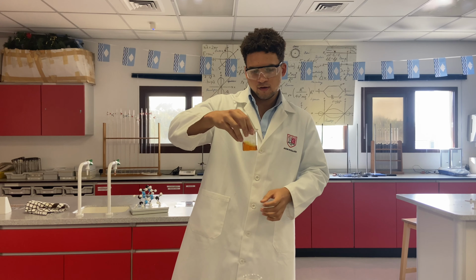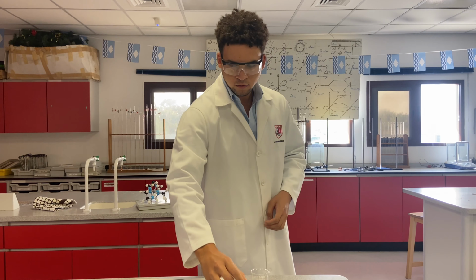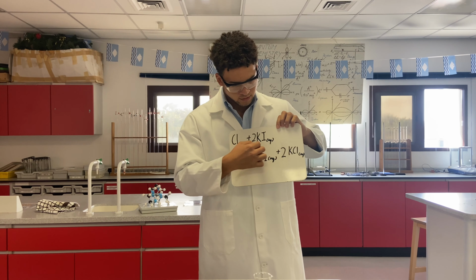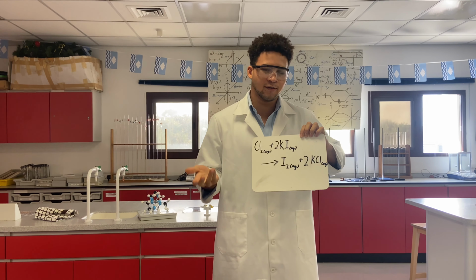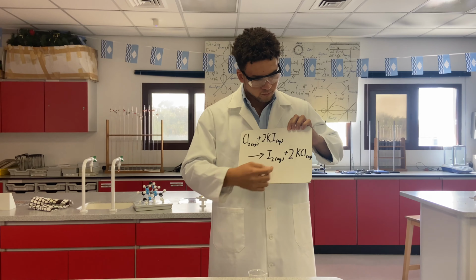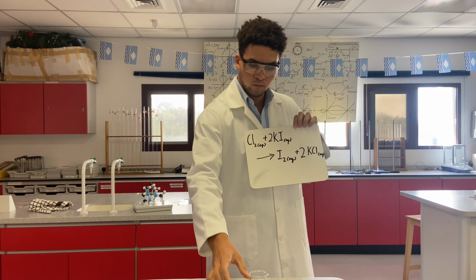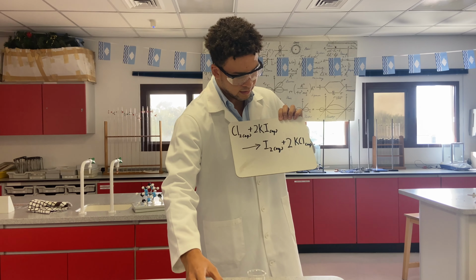As you can see, we get this kind of orangey brown colour. Now, the chlorine is more reactive than the iodine, so it kind of kicks out or displaces, hence the name, the iodine, forming potassium chloride and iodine, which dissolves in water, and that creates this colour. That's the iodine you're seeing there.